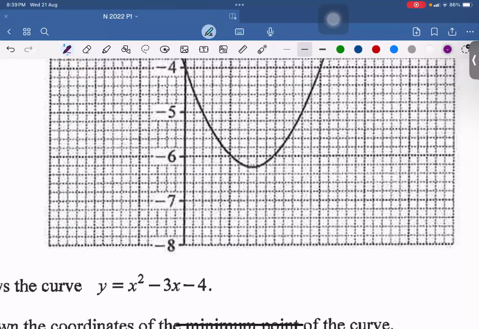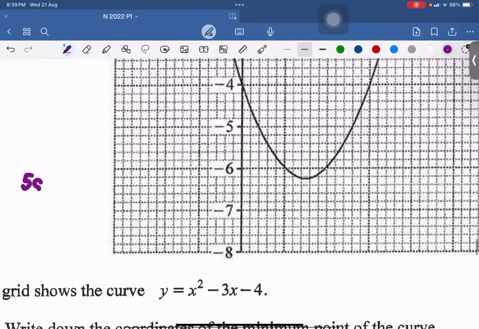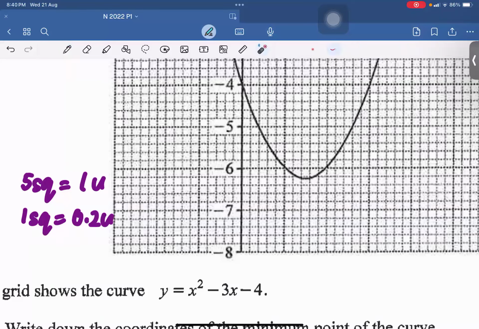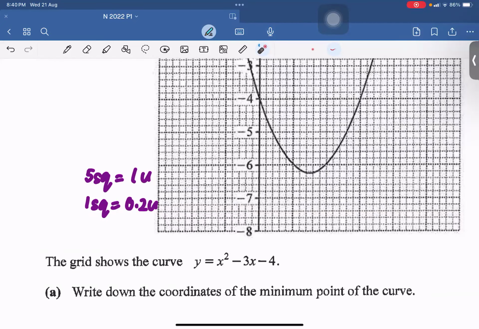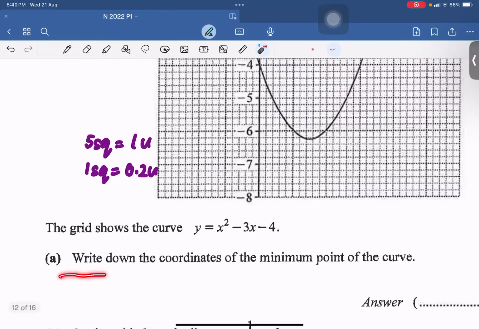Let me count first. 5 squares represent 1 unit, so 1 small square represents 0.2 unit. Observe this one over here. Is it negative 6.2, or actually a little bit more than negative 6.2 already? But has it reached 6.3 yet? Am I going to have the ambiguity to look at the points and estimate from the graph? I'm not able to do so, it may not be accurate. And the question did not say using the graph.